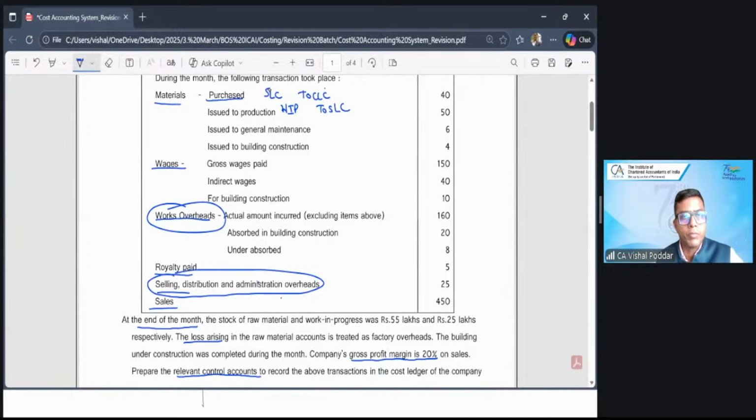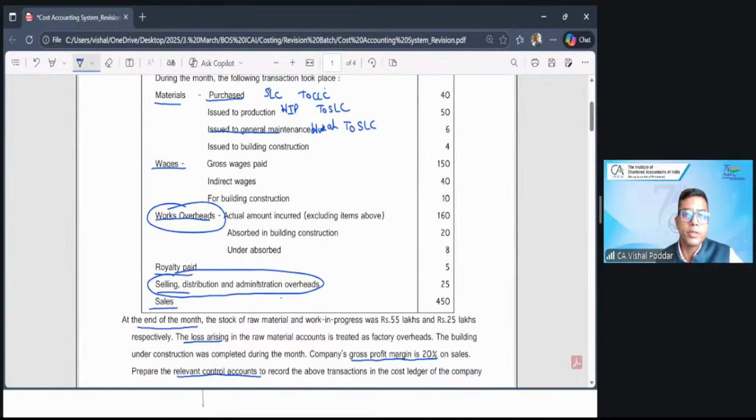Then material is sent for general maintenance. Now, when it is sent for maintenance, which account is representing maintenance? It is your overheads account. So works overheads debit. Who is giving? Material account or stores ledger account is giving, so it is credited.